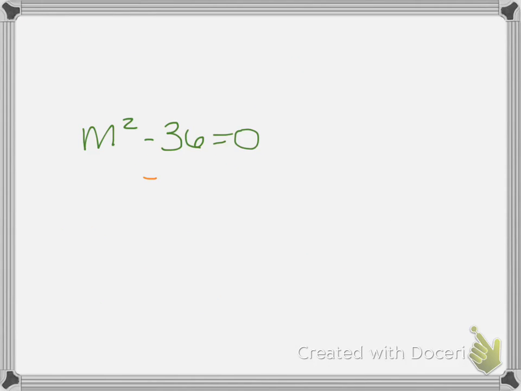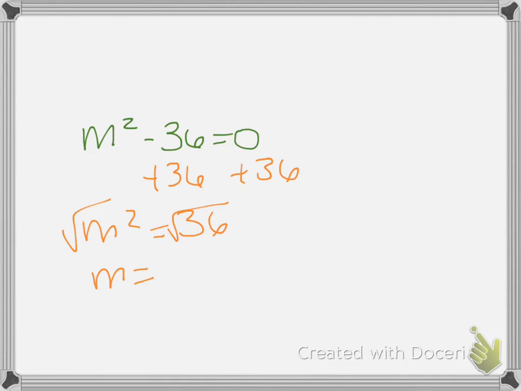Okay, so let's try this one. Let's add 36 to both sides. So m squared equals 36. Opposite of squaring is square rooting. So m equals 6, but again, one has to be positive and one has to be negative. So m equals 6 and m equals negative 6, or you can just leave your answer like that. Okay, because whenever you square root, you have a positive and a negative.